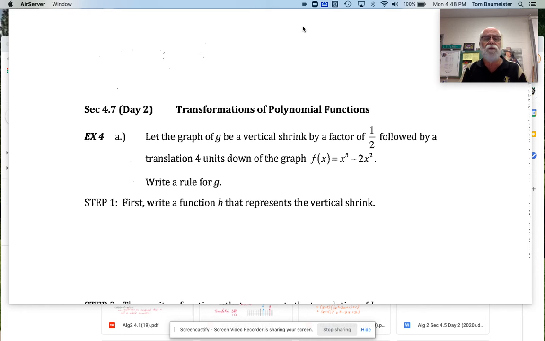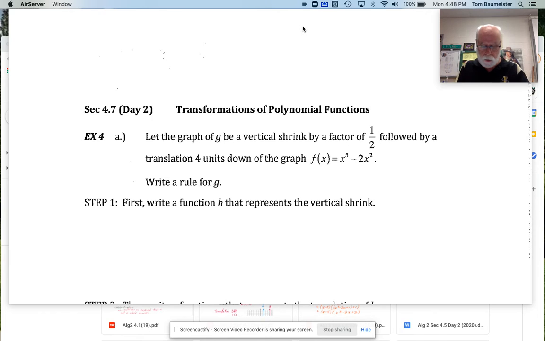Right, so our second day for section 4.7, we're going to look at how to write a couple of transformed polynomial functions. Again, this should be something that should be reviewed, ladies and gentlemen, at least I would hope so.